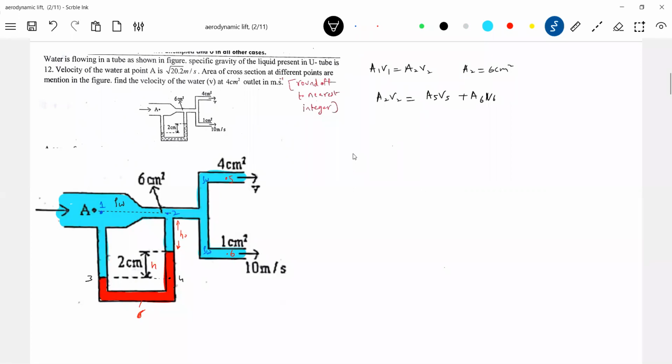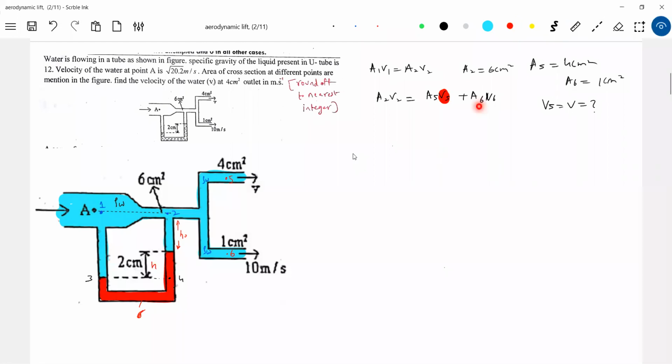Now, A5 I'll write as 4 centimeters square. A6 is 1 centimeter square. We have some data like this. What is our question? We have to somehow calculate V5, which is the unknown. Our goal is to find this V5.